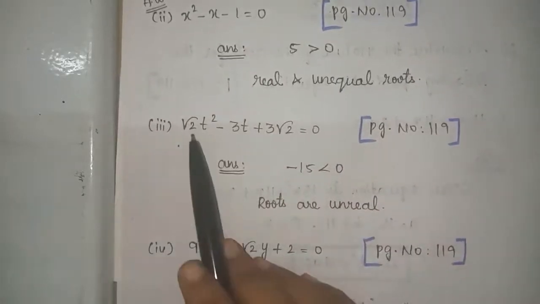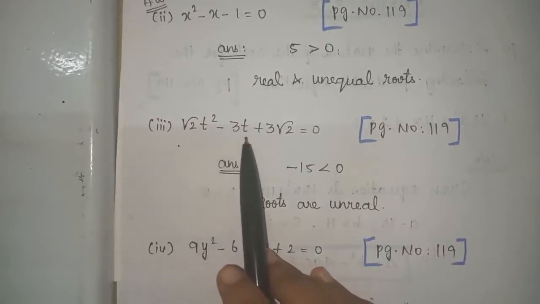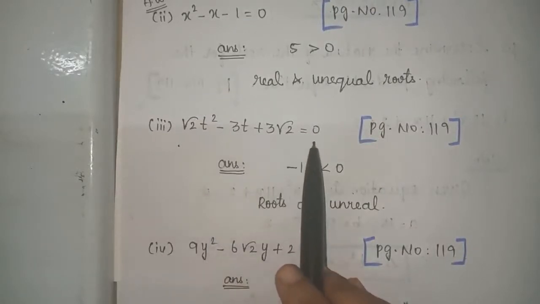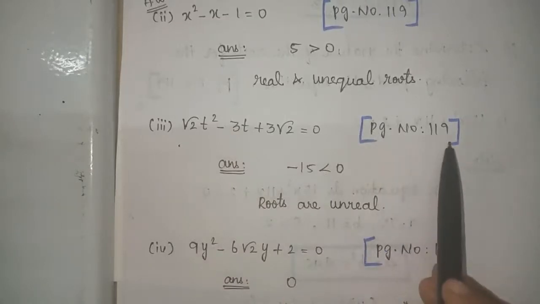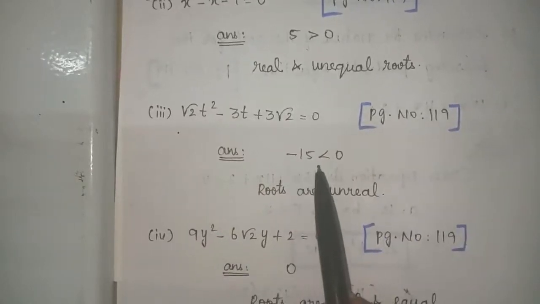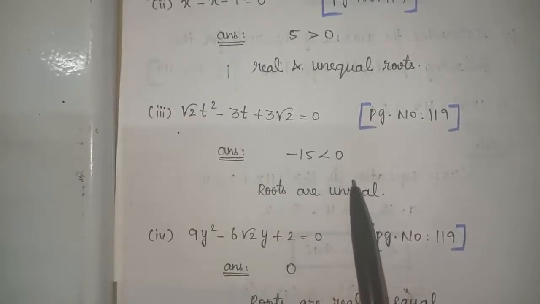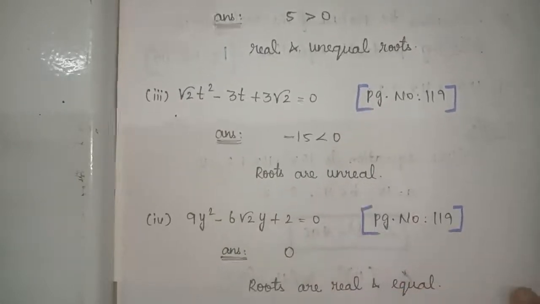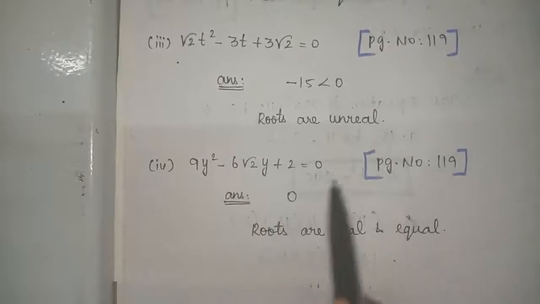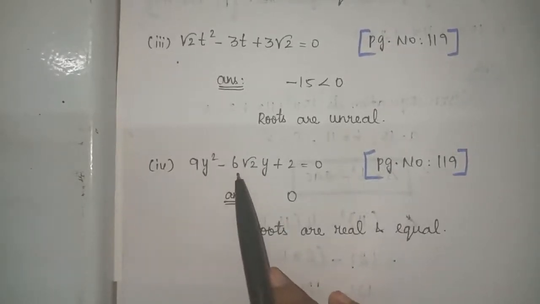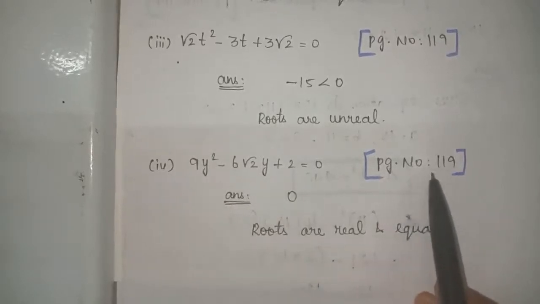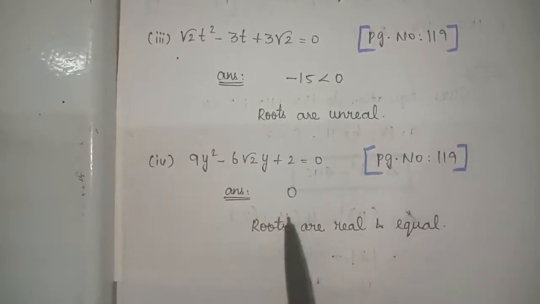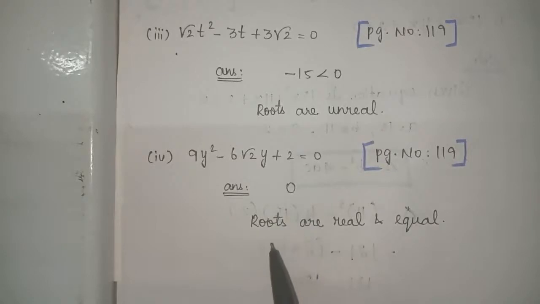Then third subdivision, root 2t square minus 3t plus 3 root 2 is equal to 0. This problem is also belongs to page number 119. The discriminant value is minus 15, which is less than 0. Therefore, the roots are unreal. And fourth subdivision, 9y square minus 6 root 2y plus 2 is equal to 0. This is also in page number 119. The discriminant value is 0. So the roots are real and equal.